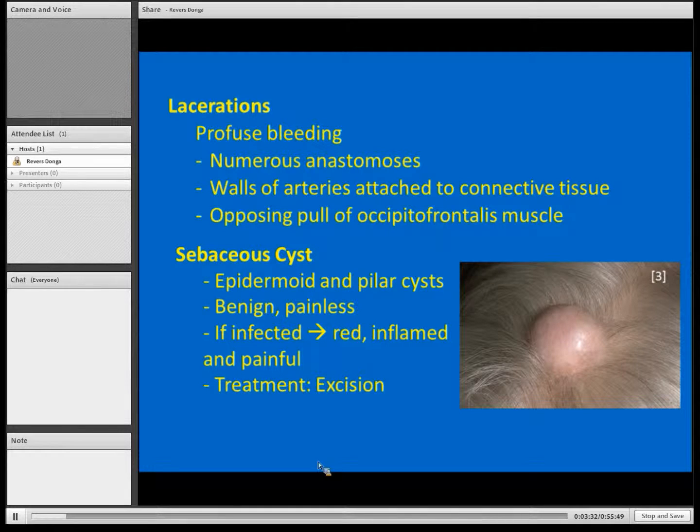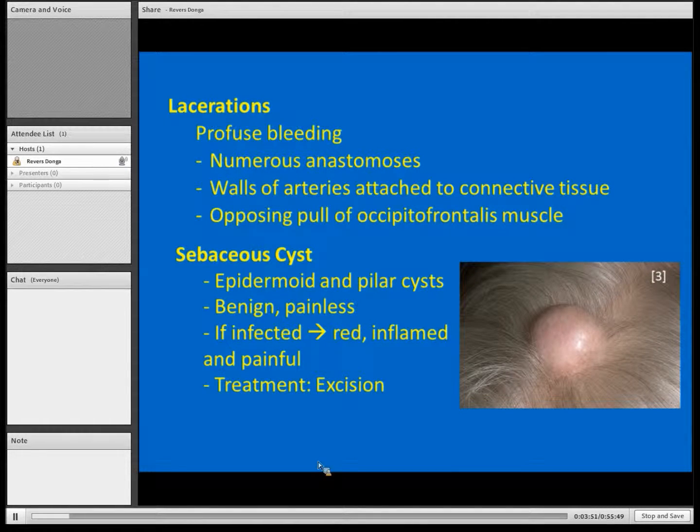Just as a side note, the blood supply to the skull comes mostly from the middle meningeal artery, which means that if there is an injury to the scalp, there will not be bone necrosis.